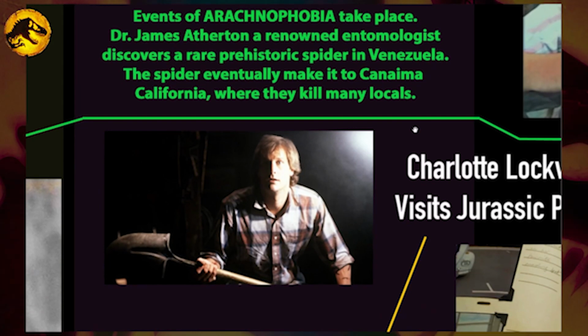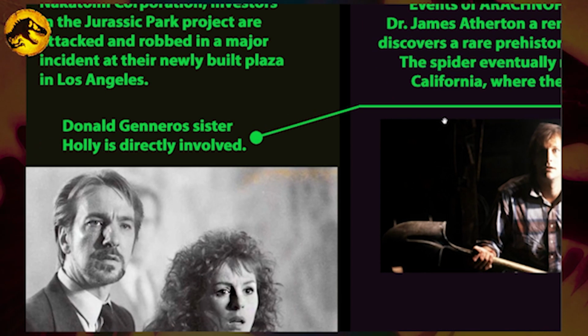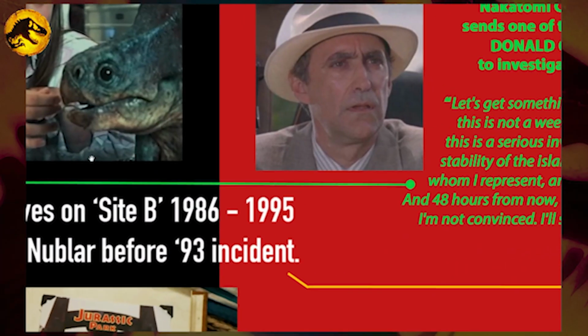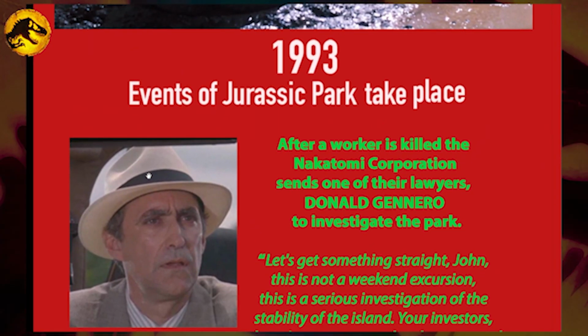Oh, and obviously the film is directed by Frank Marshall, produced by Spielberg. It's an Amblin movie, so yeah, it feels very much like it could be in the Jurassic universe. So anyway, from Donald Gennaro's sister Holly being directly involved, this little snippet of text here, we follow this line all the way to 1993, the events of Jurassic Park.